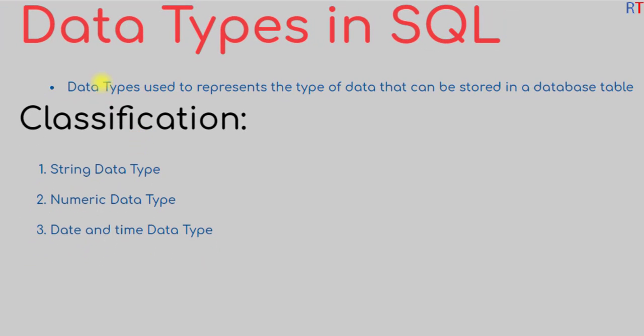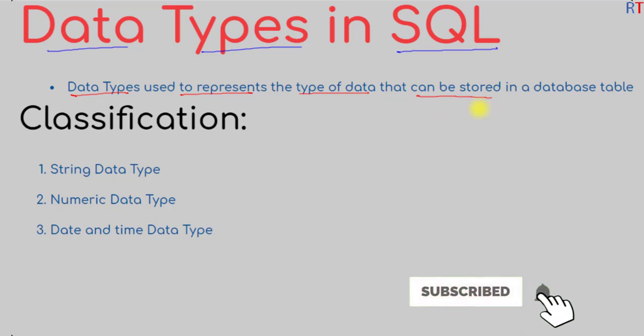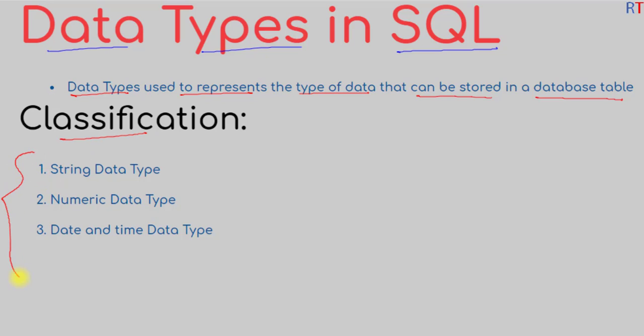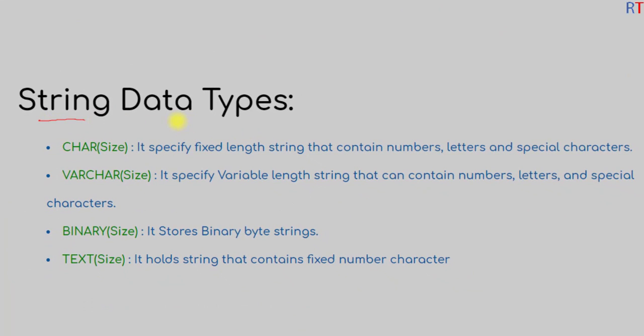Hey, what's up guys, in this video we're going to talk about data types in structured query language. So the data types are used to represent the type of data that can be stored in a database table. And the data types can be classified into three broad categories, and they are string data type, numeric data type, and the date and time data type. So first we're going to talk about the string data type.